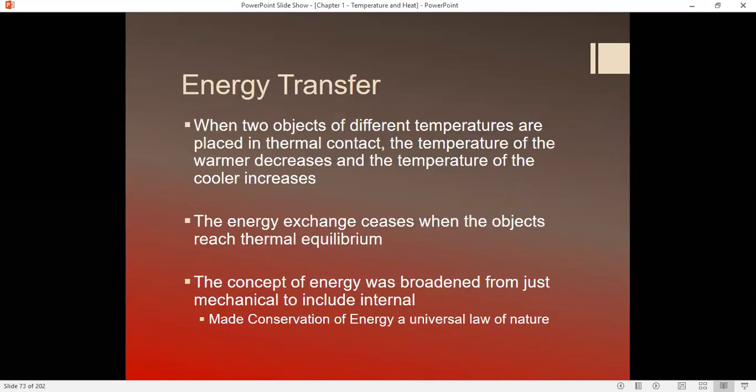Now, energy transfer. When two objects are at a different temperature and they're placed in thermal contact, we can transfer some of the energy from one to the other. The temperature of the warmer object will decrease, the temperature of the colder object will increase, and the exchange of energy is known as heat. They will continue to exchange heat until they reach thermal equilibrium.